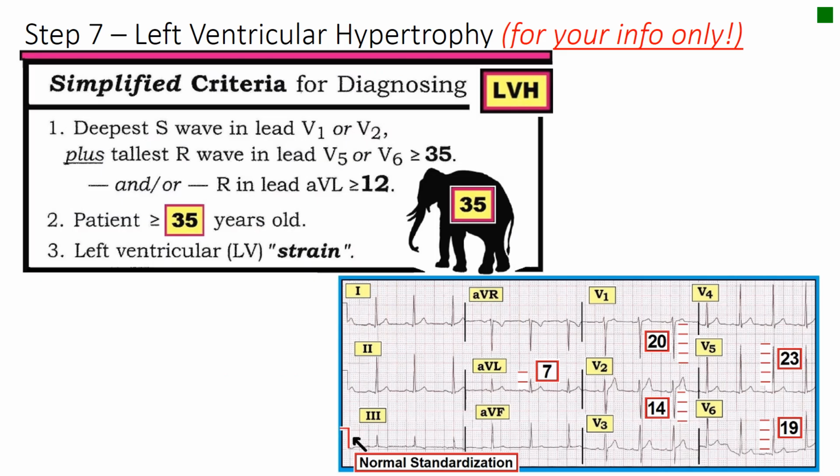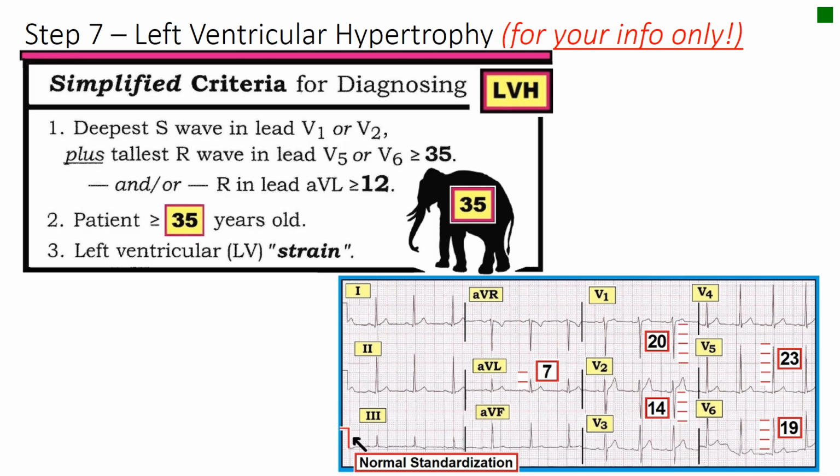And now we're going to move on to just the last step in an ECG, which is looking for left ventricular hypertrophy. And this is just for your information. I'm not expecting you to know this, but it's just to say these are the tips for helping you work out whether a patient has left ventricular hypertrophy, often from hypertension, or it could be part of the congestive cardiac failure patients develop.